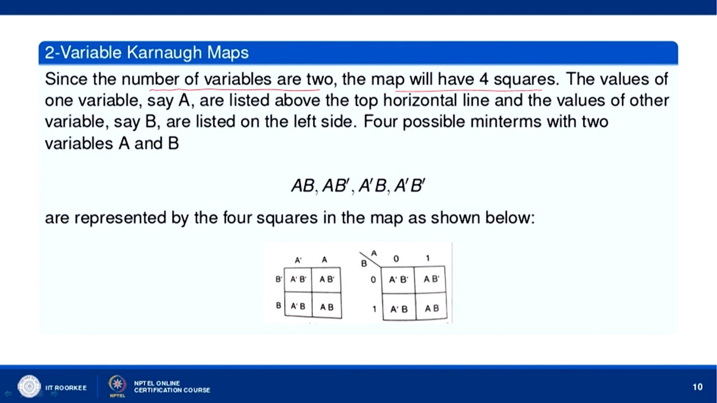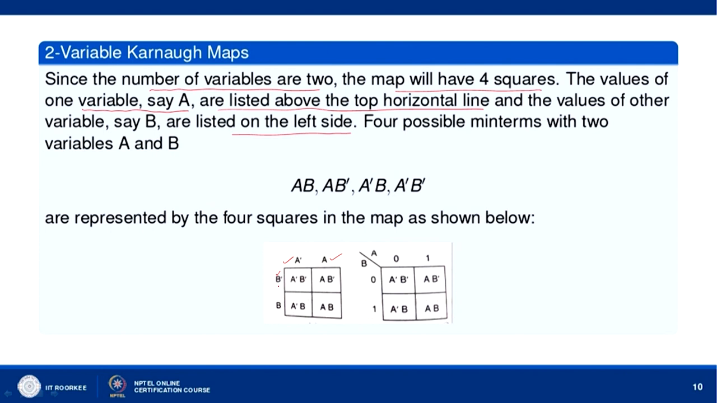The values of one variable, say A, are listed above the top horizontal line, like here. This is the top horizontal line. And the values of the other variable, say B, are listed on the left side. Here they are listed, the two values of B, B and B dash.